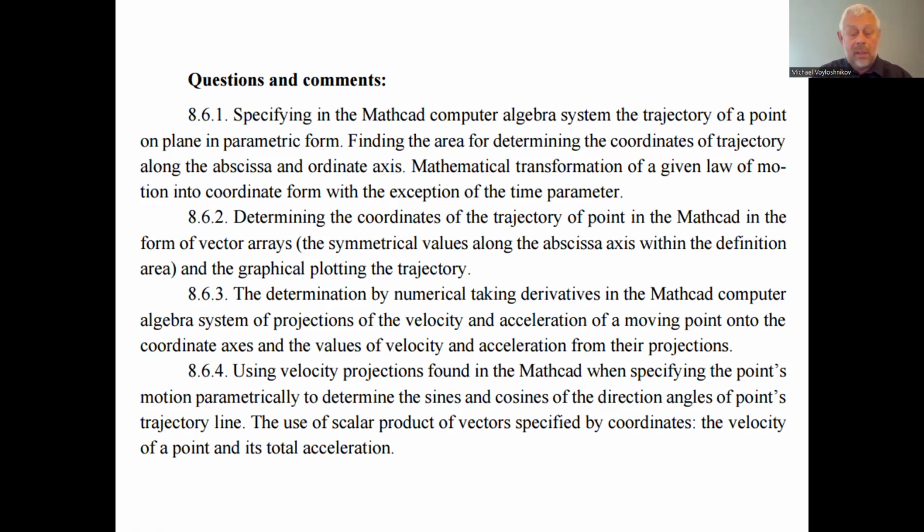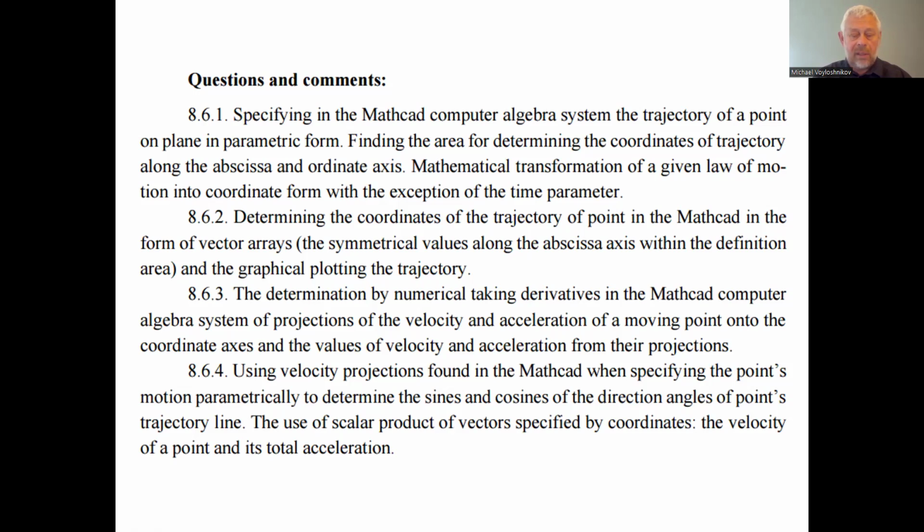H62, determining the coordinates of the trajectory of the point in the Mathcad in the form of vector arrays, the symmetrical values along the abscissa axis within the definition area, and the graphical plotting of the trajectory. In the Mathcad, they have the option to have the graphic plotting of the trajectory when we assign to plot the graph.